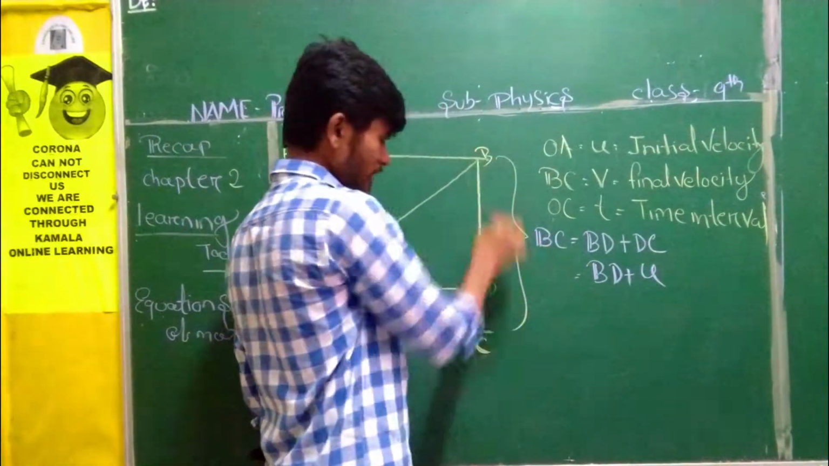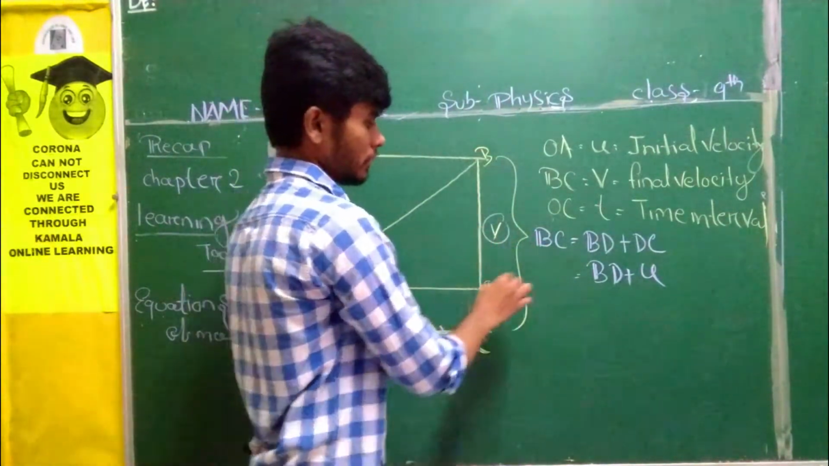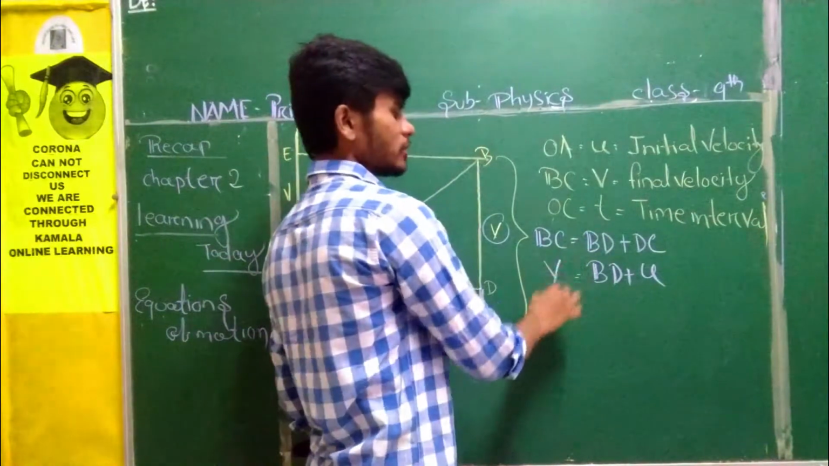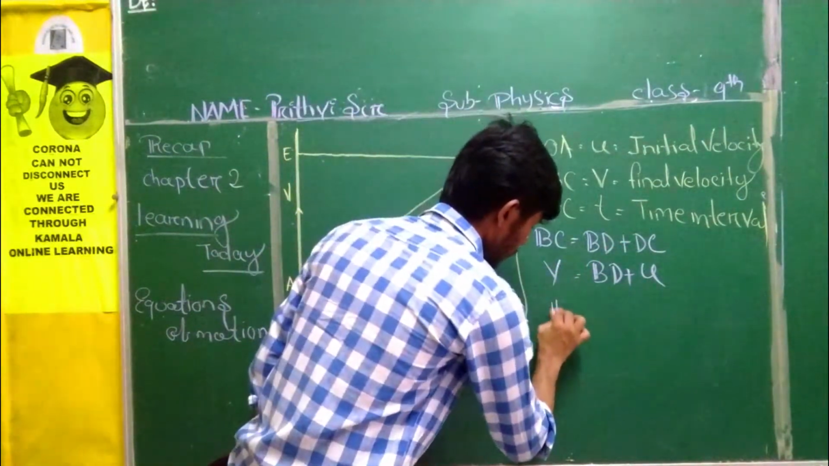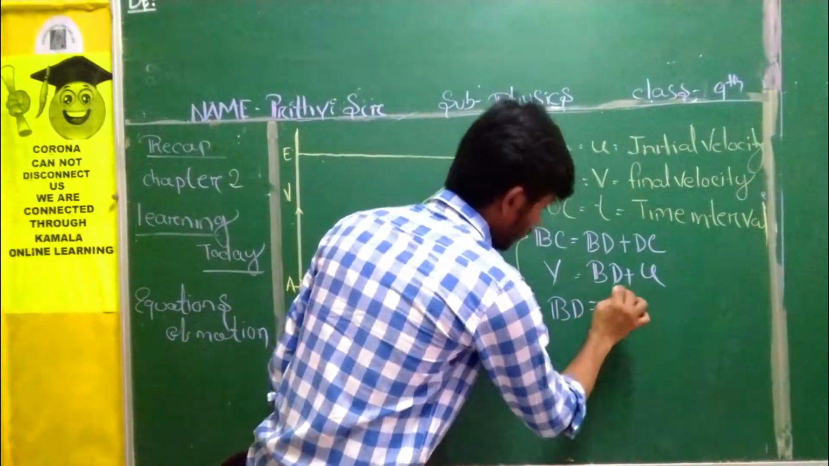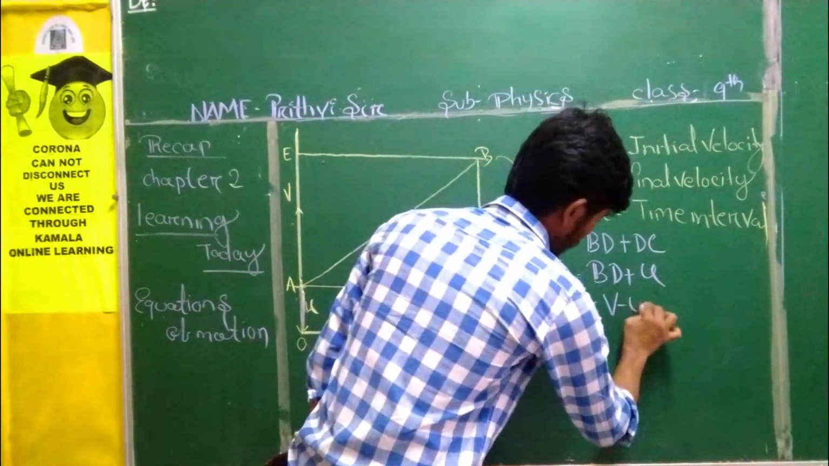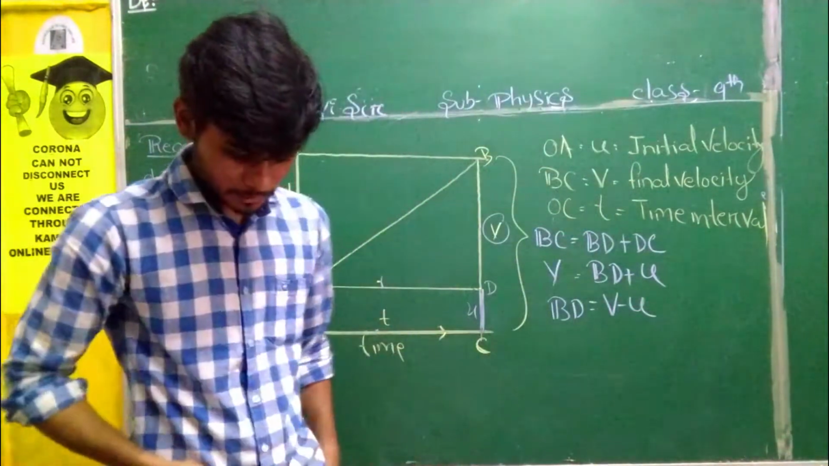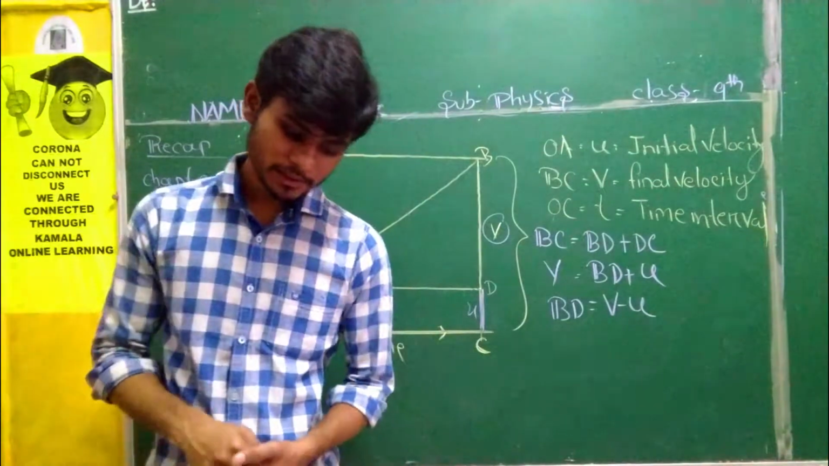And what is the value of BC, students? V. So V is equal to BD plus U, or BD is equal to V minus U.